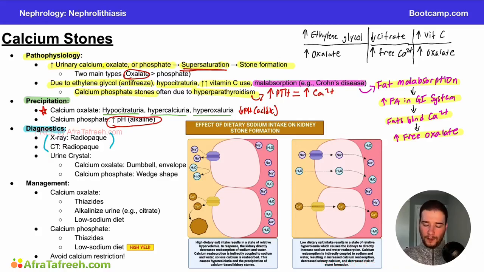We also want to be mindful of the types of crystals we could see in these patients. So it's a little bit different for each one. So in a calcium oxalate stone, we will be looking at something that's kind of a dumbbell or envelope shaped, and in calcium phosphate stones, they describe it as more of a wedge shape.